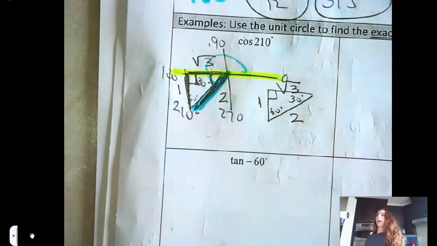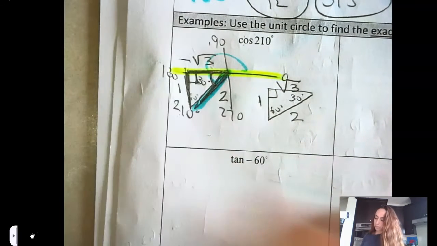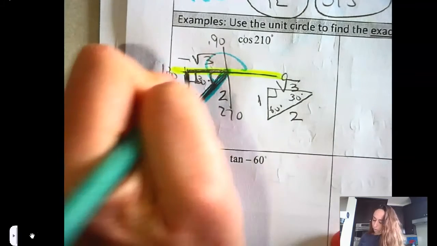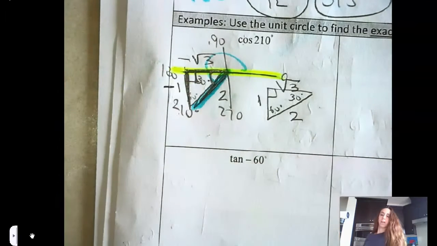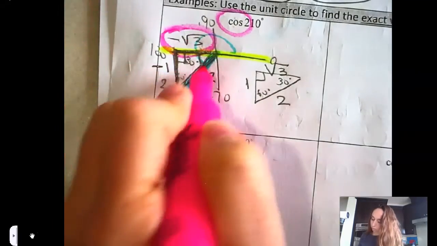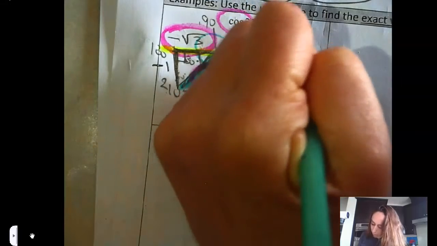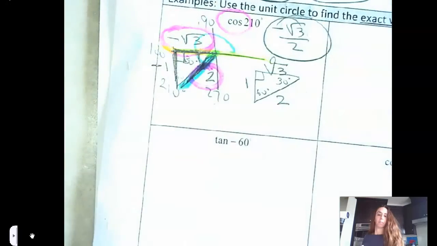But this is being graphed on an XY axis. So that means when you go to the left, it's negative. When you go down, it's negative, and the hypotenuse is always positive. Now, if we're dealing with cosine, who are we dealing with? Adjacent over hypotenuse. So negative rad 3 over 2 is exactly what the unit circle said.